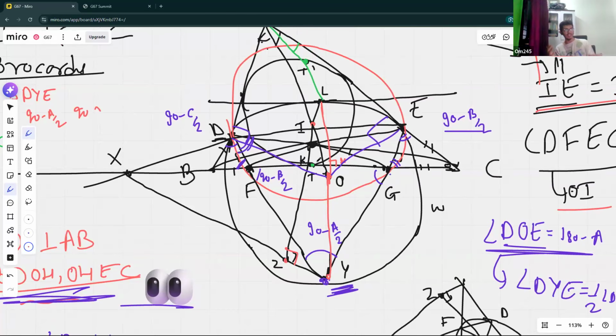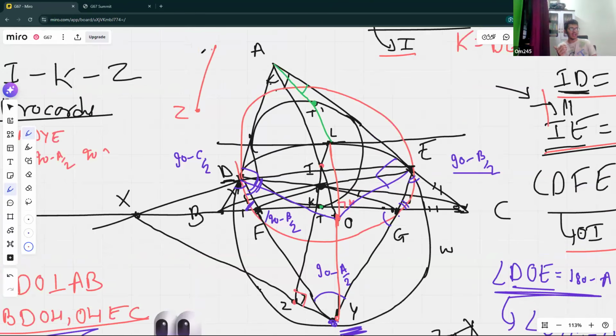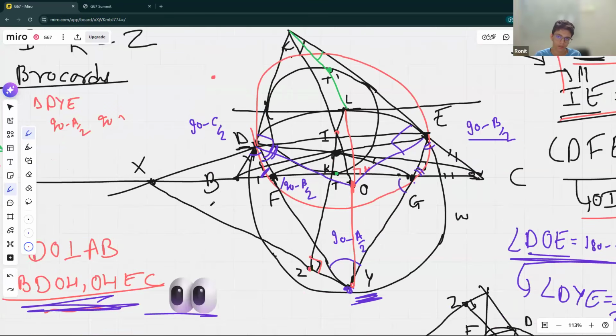Wait, Z should lie on DY, but we still need to prove that I, L, Z are collinear. We basically have something like this: there's a Z, and you have IK here. Z is the intersection of IK with XY. We know that is 90. We want to show that LZY is 90, so it needs to lie on the circle, and we know it lies on the circle because LY is the diameter. So as we prove, omega is basically the circle with diameter LY, and we know angle LZY is 90.